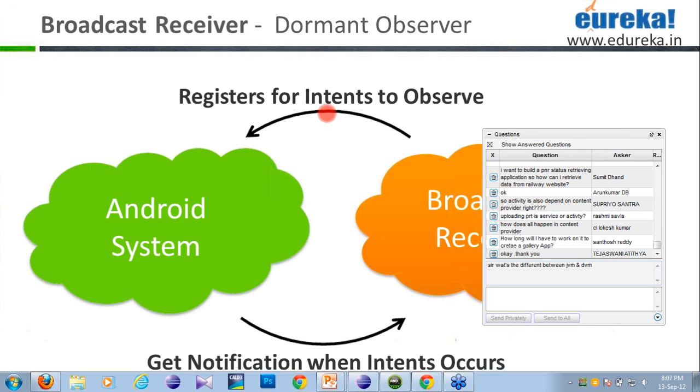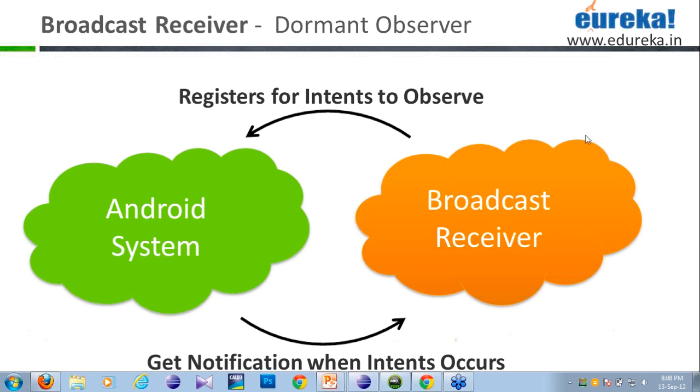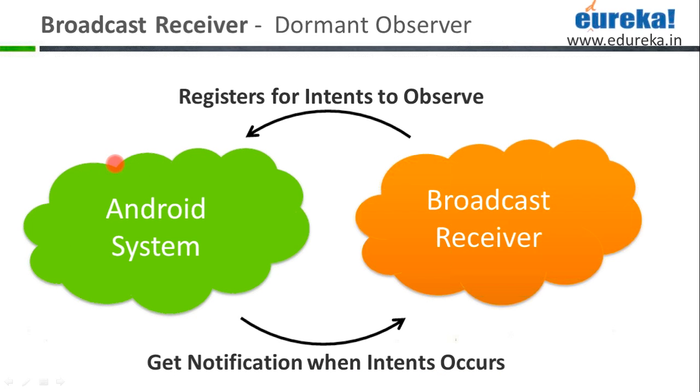Now there is another important feature of any Android application, which is the broadcast receiver. One can think of a broadcast receiver as a dormant component, which comes into action only when some intent for which it has registered occurs.